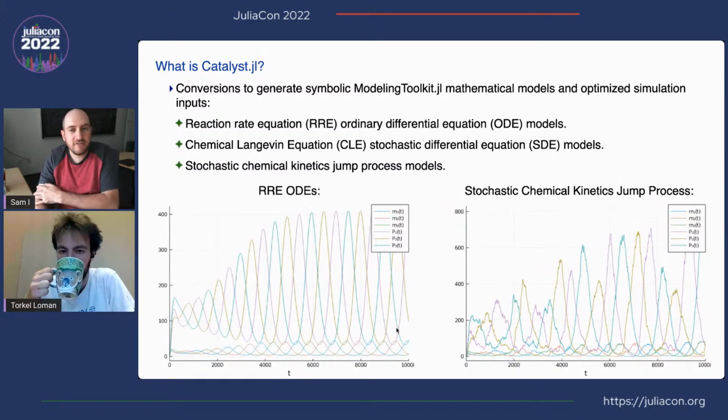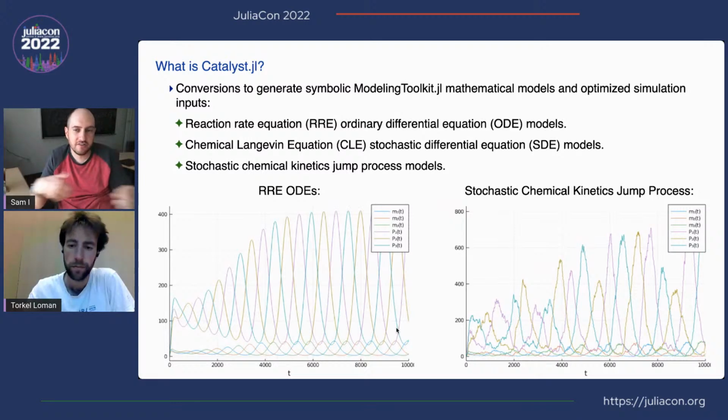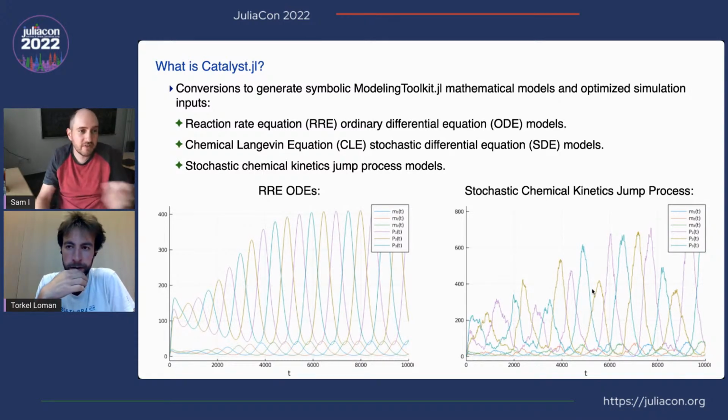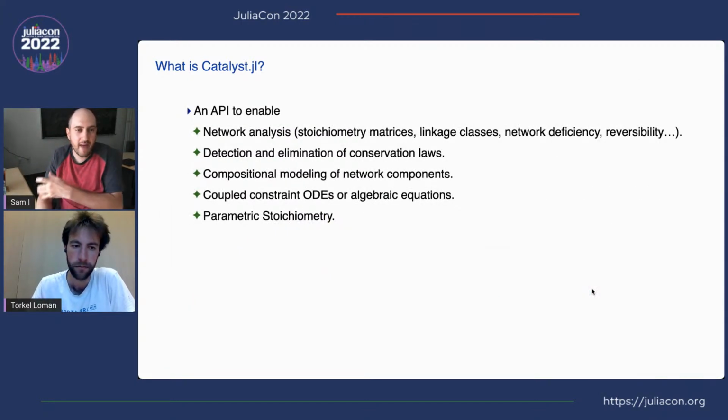So one of Catalyst's main features is that it can take your symbolic reaction system and convert it into symbolic Modeling Toolkit reaction rate equation ODE systems, or symbolic chemical Langevin SDE systems in Modeling Toolkit, or symbolic jump systems that represent stochastic chemical kinetics models and allow you to then simulate those reaction rate equation ODEs or that jump process very easily. And again, we'll show you how to do this very shortly. So that's one of its main, most useful features, just specifying very easily your reaction system and then generating and solving the corresponding mathematical model.